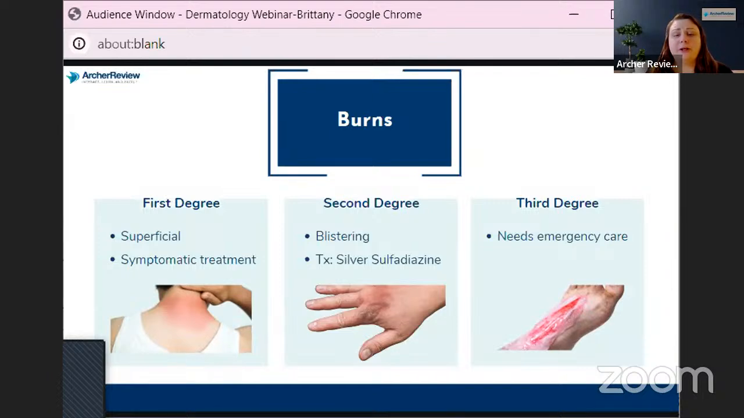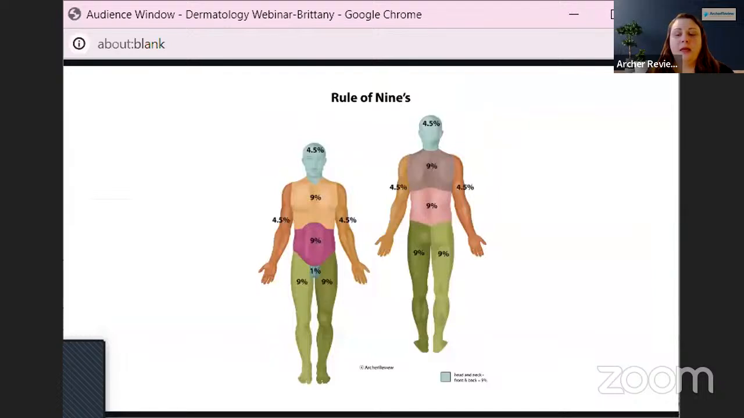Then the third degree burns, or anything where we can see any type of tendons or muscles or vessels showing, that is going to need to go to the ER. That's not something we're going to treat in our office, so that needs a further referral. They can lose a lot of fluid with this, so they're going to need more specialized care. This is just showing you the rule of nines.